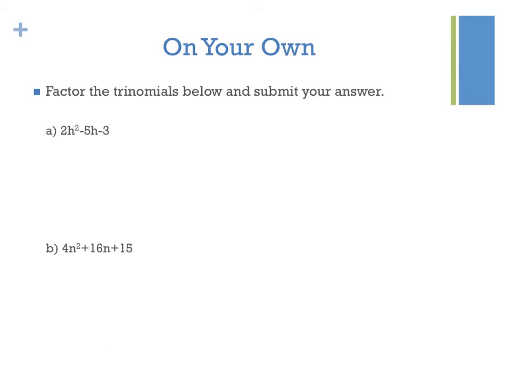All right, so this is your turn to show us your understanding of this learning target. On your own, I would like you to factor the trinomials below and submit your answer on Edpuzzle. So the two trinomials you have are 2h squared minus 5h minus 3 and 4n squared plus 16n plus 15. So go ahead and factor and then submit your answers on Edpuzzle.